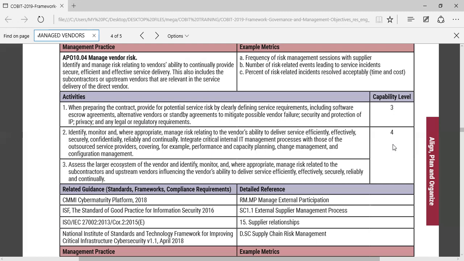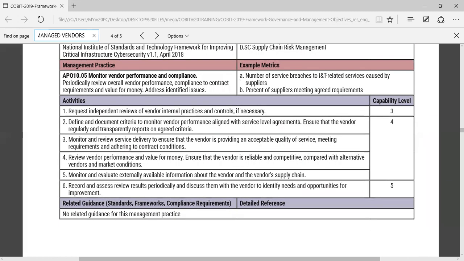So manage vendor risk, APO 10.04. All right, do we still have more management practices here? Yes, another one, APO 10.05, monitor vendor performance and compliance. Monitor your SLA. So look at the example metrics: A, number of service breaches to IT-related services caused by suppliers. If the vendor failed, then your process failed. Log it. B, percent of suppliers meeting agreed requirements.